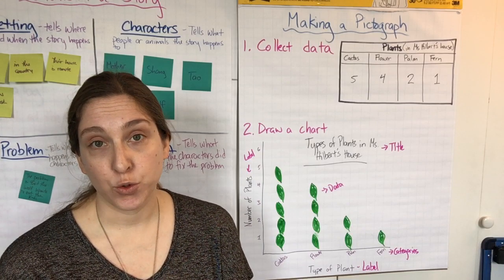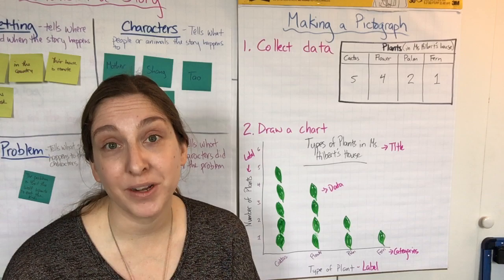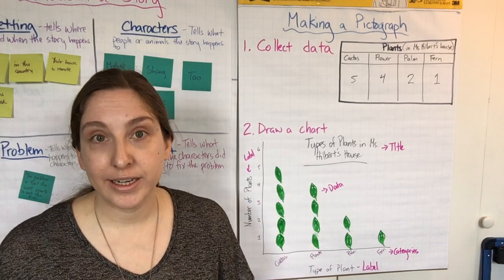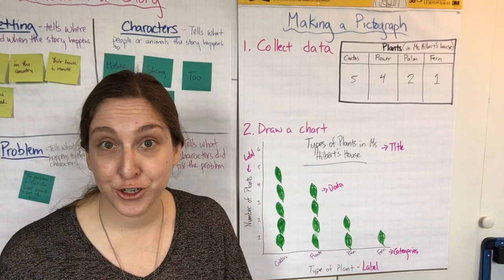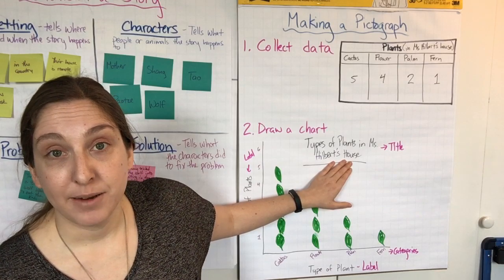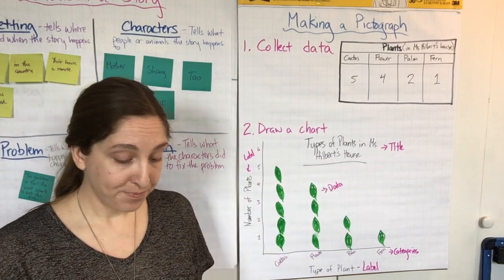The first thing you need to do when you're making a graph is label everything. It's really important that you label everything on a graph. Otherwise, people have no idea what kind of data you're trying to show on your graph. So I put a title, types of plants in Miss Hilbert's house. This is the title of my graph. That was the first thing that I did.